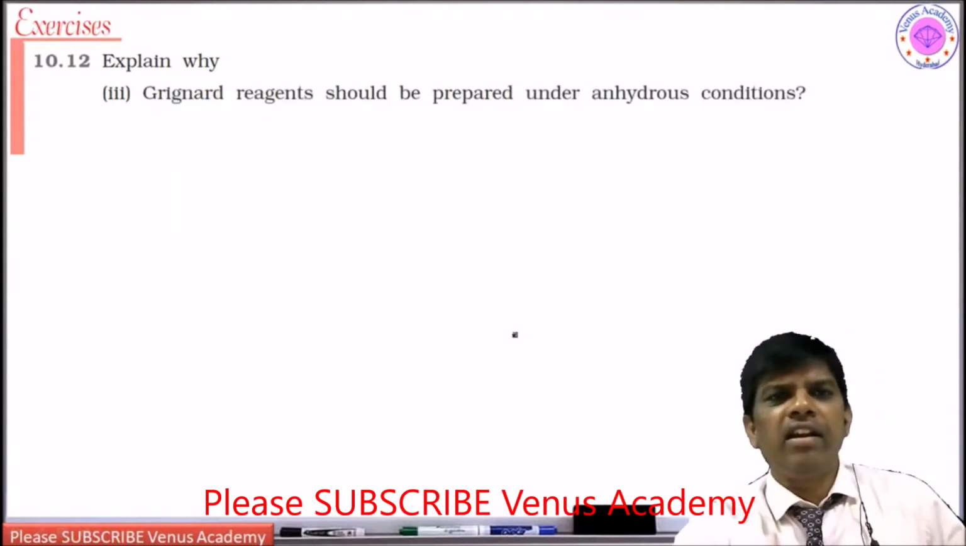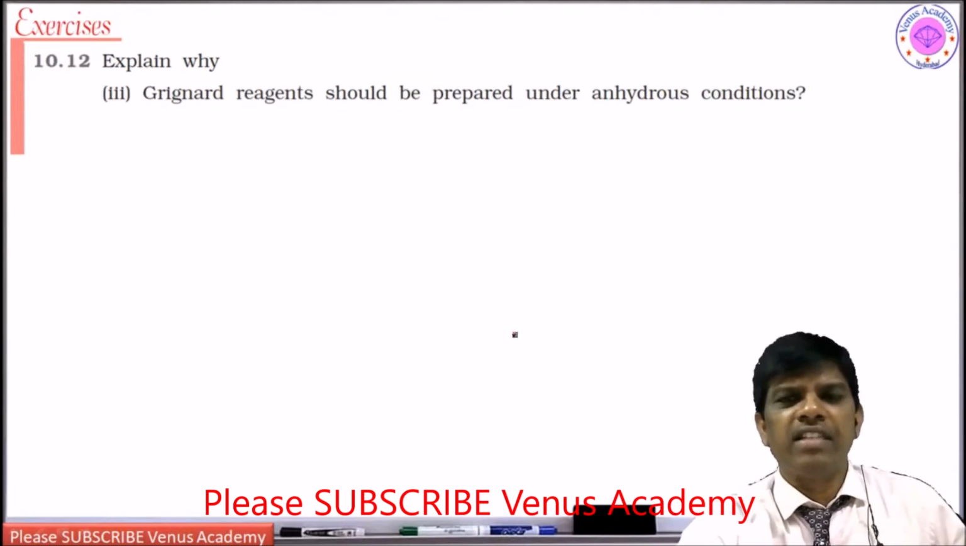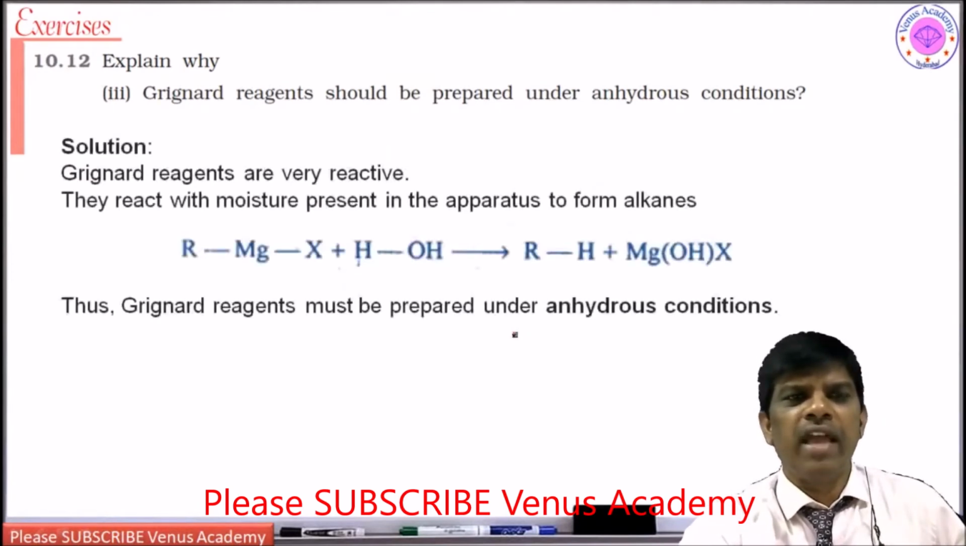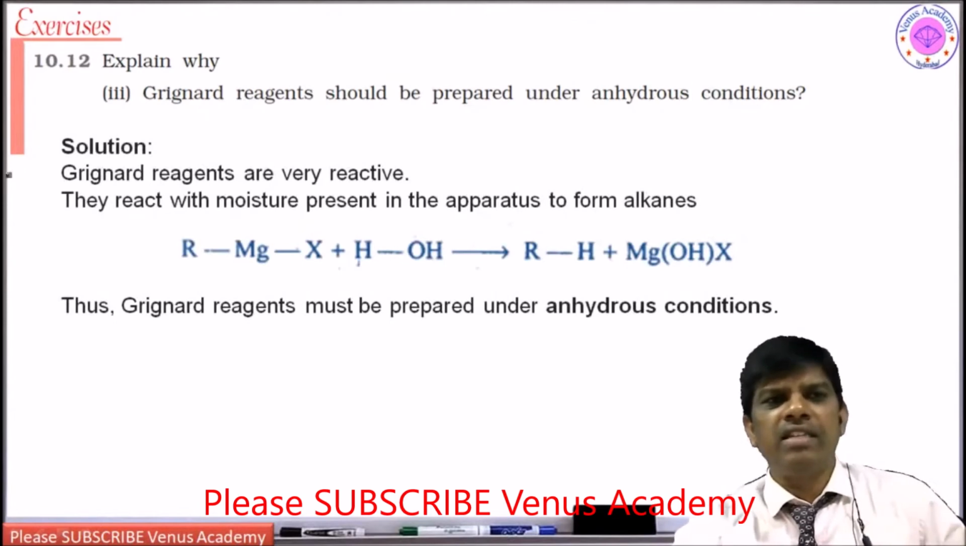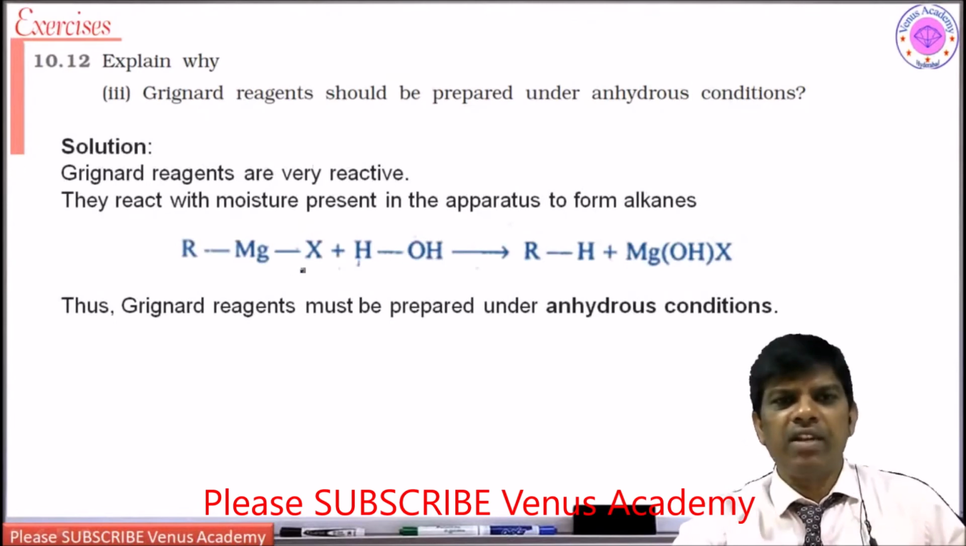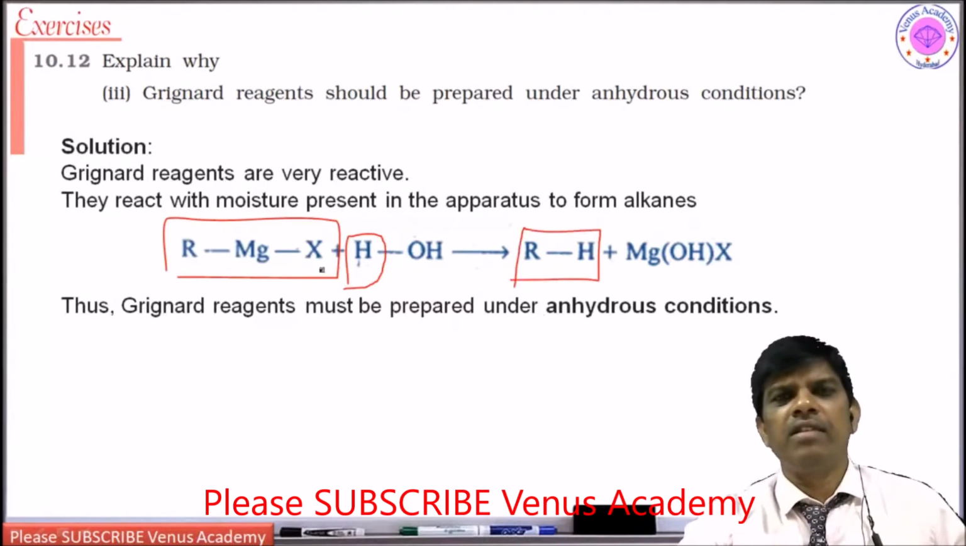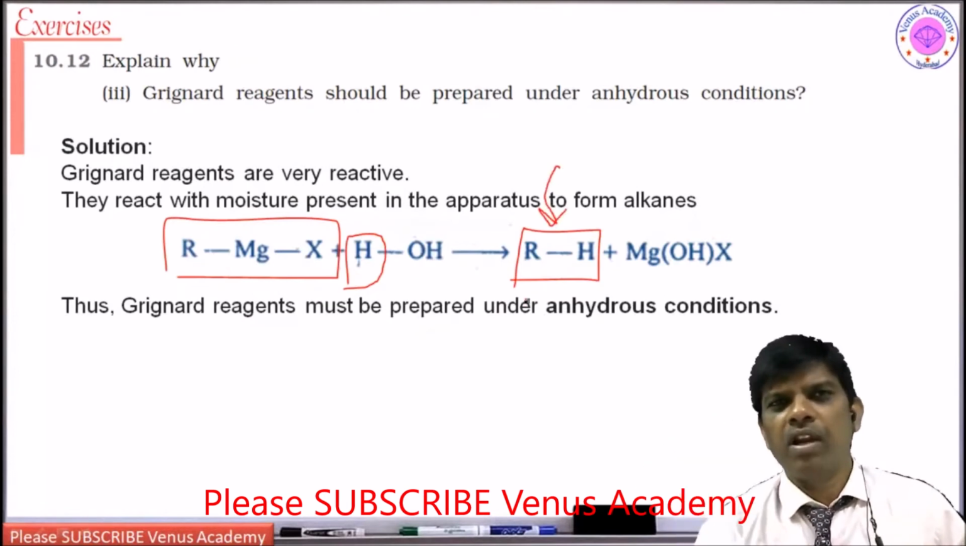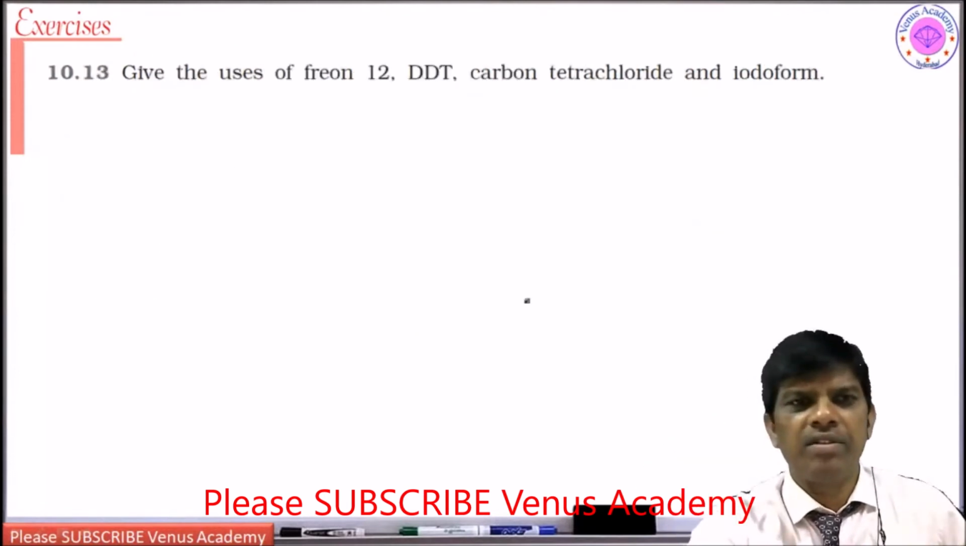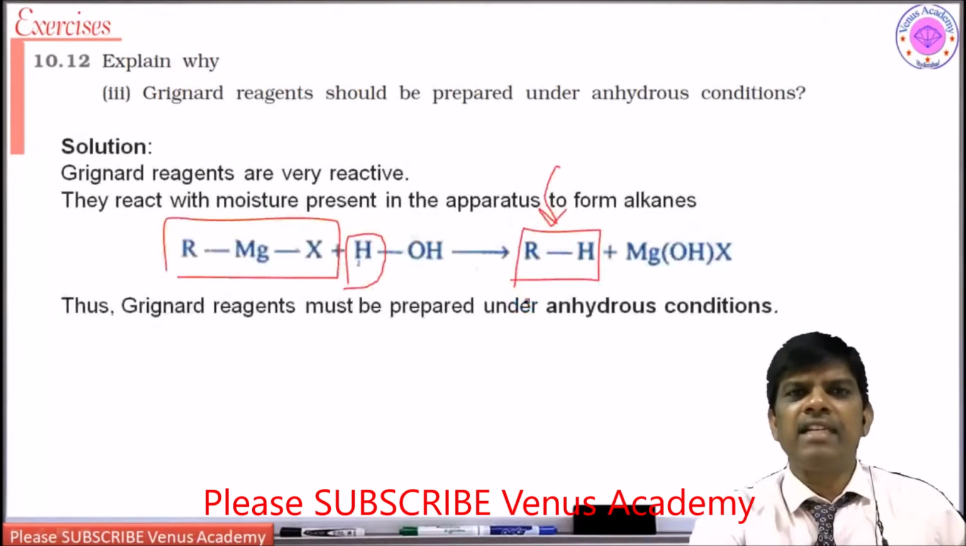Next, Grignard reagent should be prepared under anhydrous conditions. Yes, dry ether must be used. Why? Grignard reagents are very reactive. So if alkyl magnesium halides find even the moisture which is available in air, they are going to take up a proton to form a hydrocarbon. The main idea of using this alkyl magnesium halide is going to be spoiled by adding even one drop of water. It is going to spoil the Grignard reagent. So that is why it must be done under extremely dry conditions.